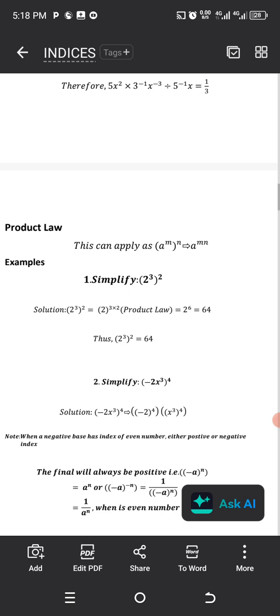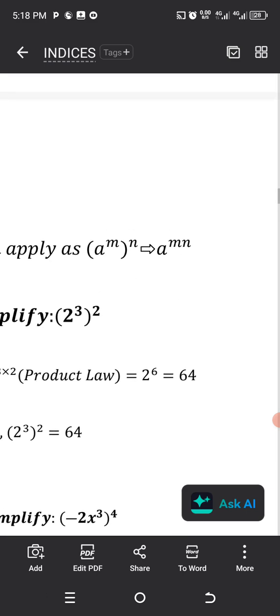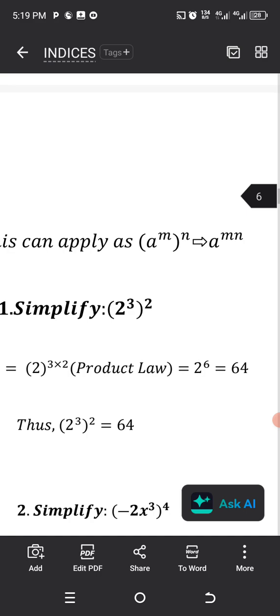But when a base and index is inside a parenthesis and being multiplied by another parenthesis, or same parenthesis, same index, what are you going to do? You apply product law. So you can see that a raised to power m inside parentheses, all raised to power n, is eventually a raised to power m times n, or mn, all the same.